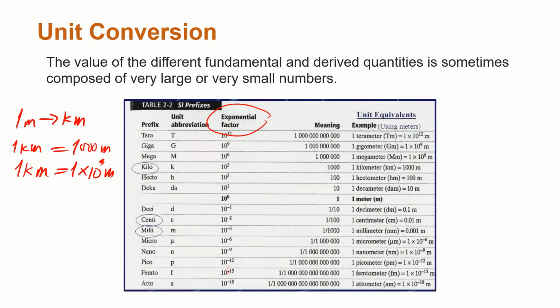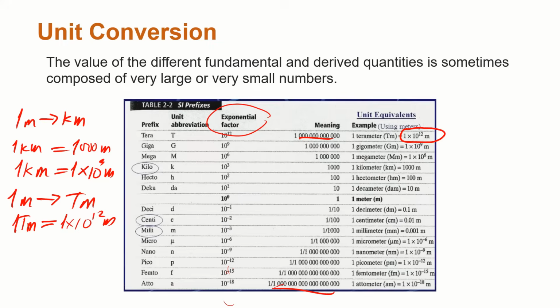So for example, you want to convert 1 meter to terameter. Terameter, ayan. So just recall that 1 terameter is equal to 1 times 10 raised to 12 meters. So instead of writing this very long sequence of number, just use this exponential factor.